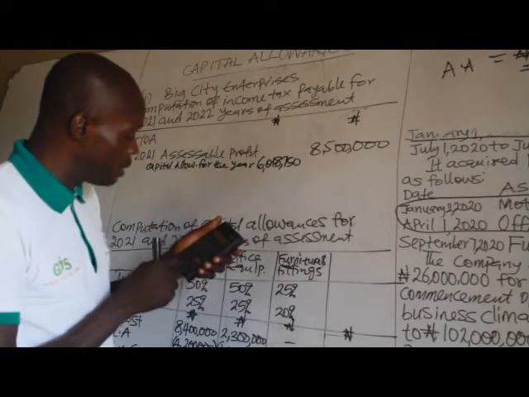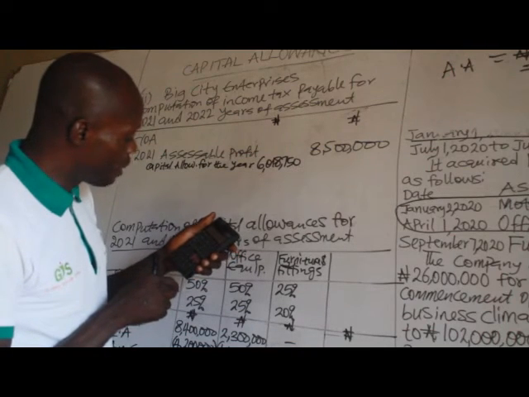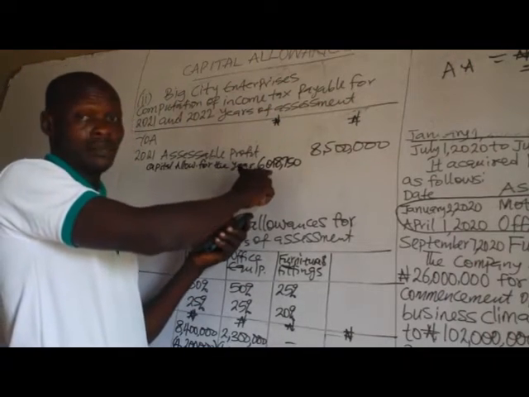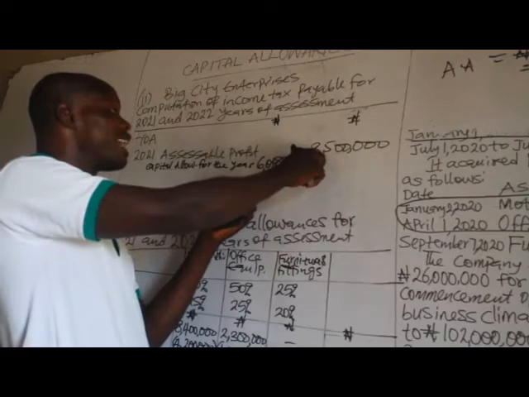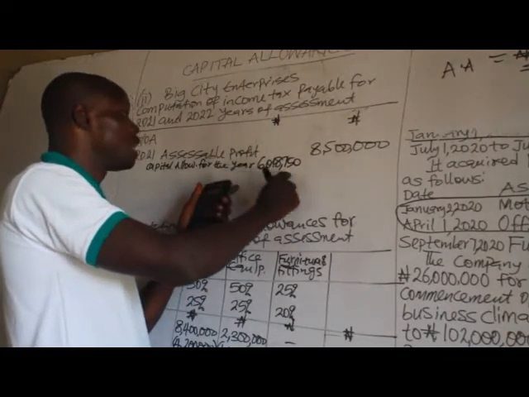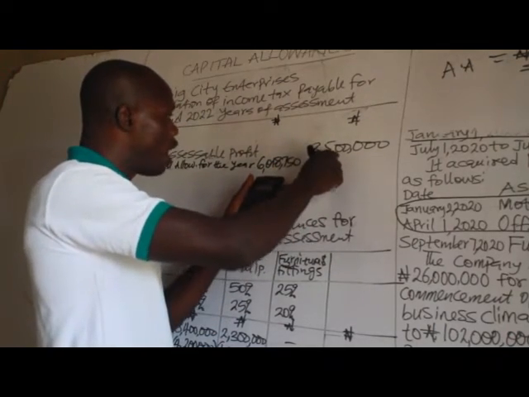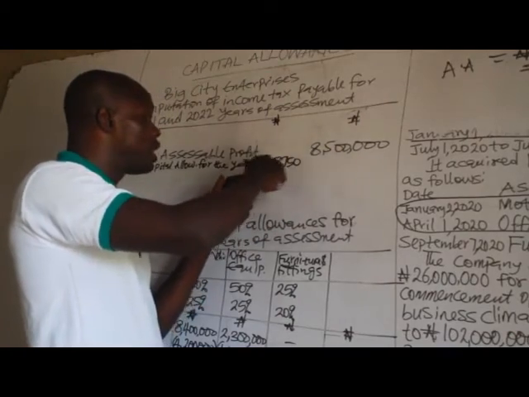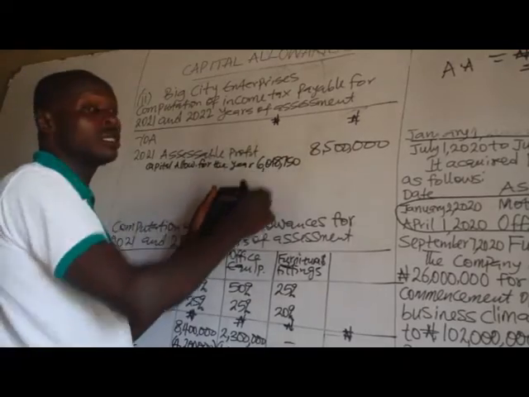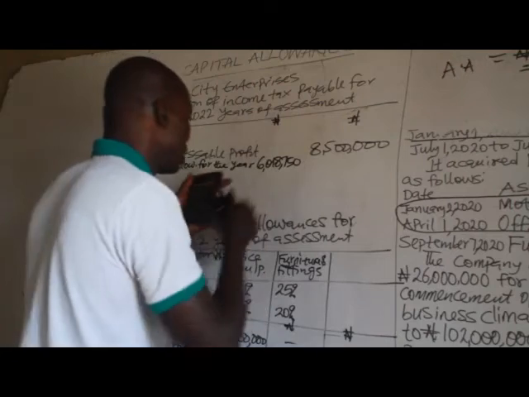Assessable profit of 8.5 million. 2/3 of that gives us 5,666,667, which is lower than this. That means if 2/3 of the assessable profit is greater than 6,018,750, the 6,018,750 will be claimed in full. But since 2/3 of the assessable profit of 8.5 million is lower than the capital allowance, our capital allowance will be restricted to 2/3 of the assessable profit.